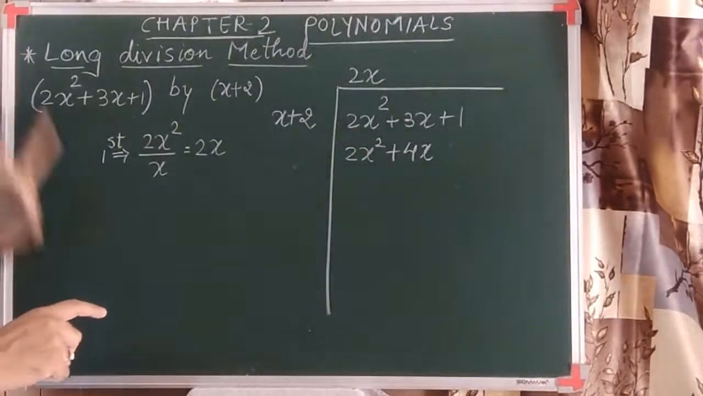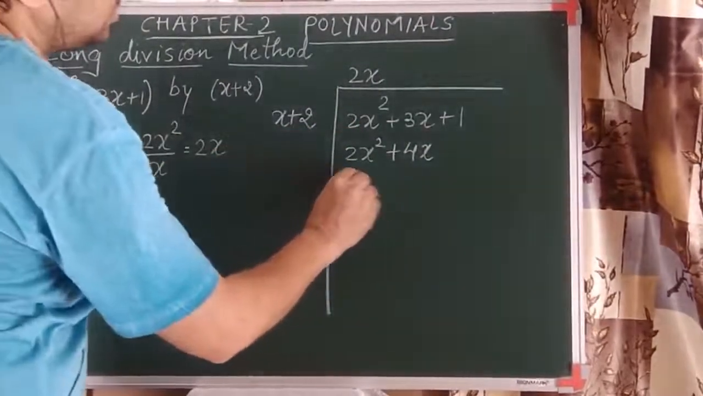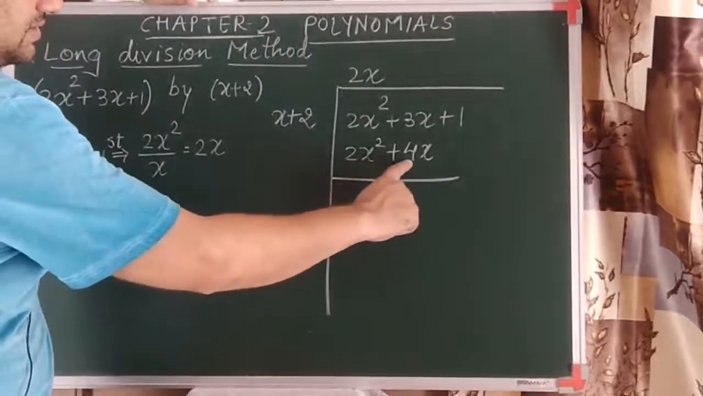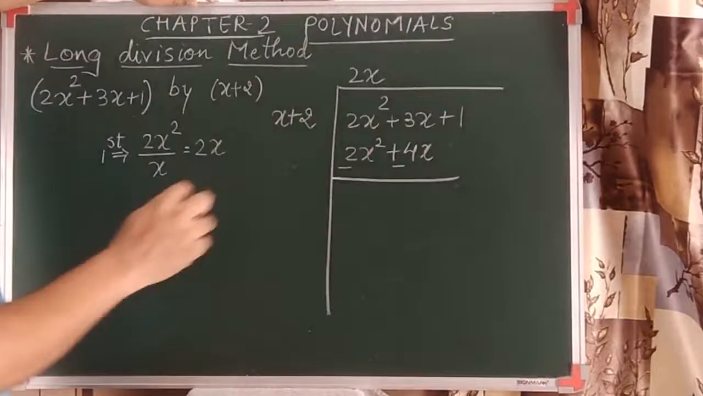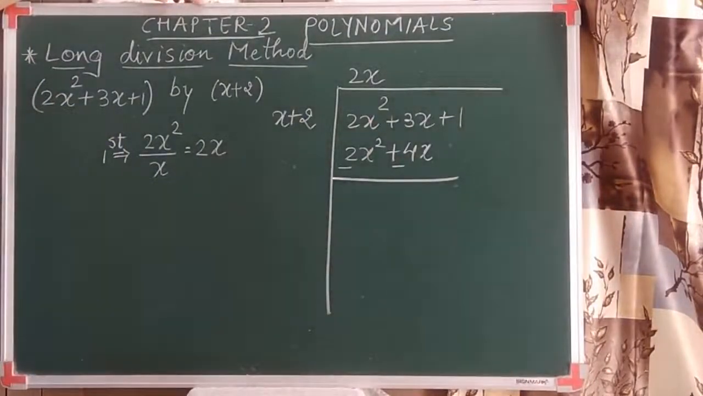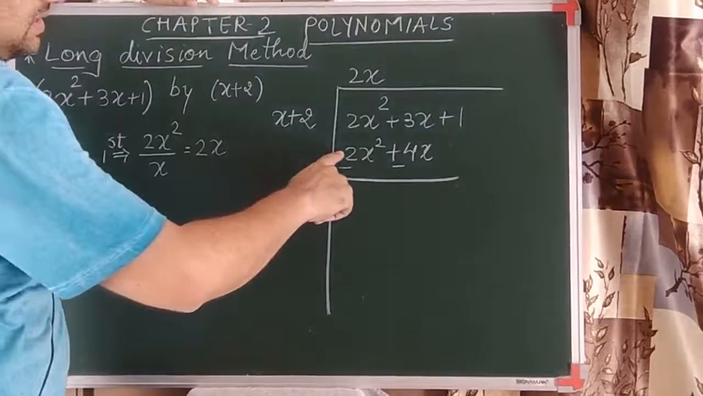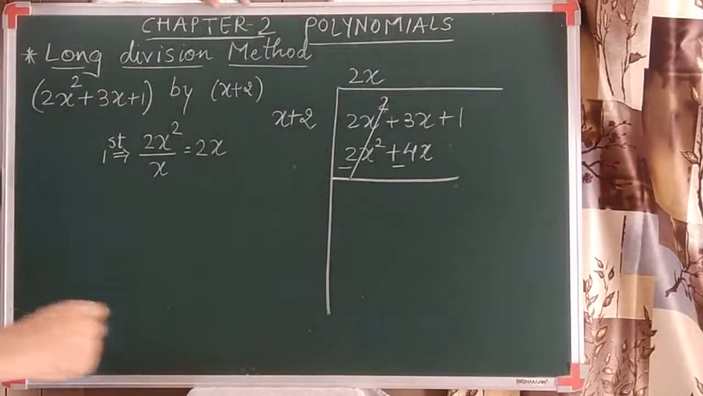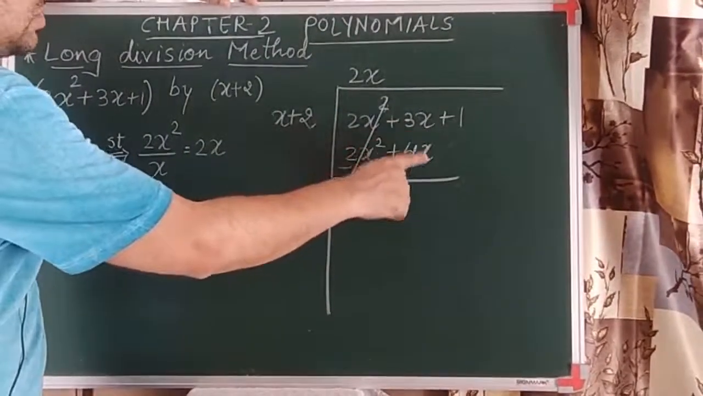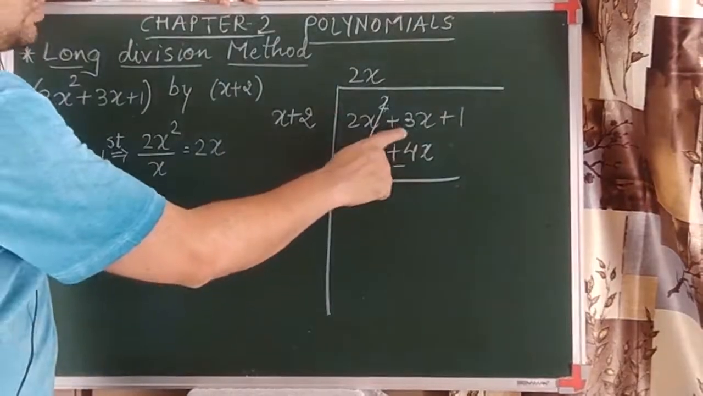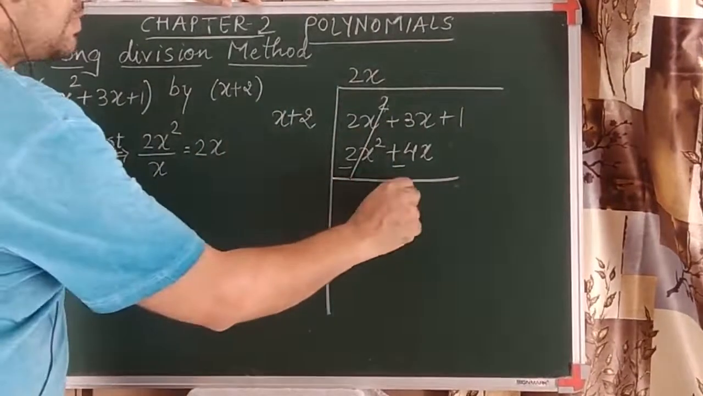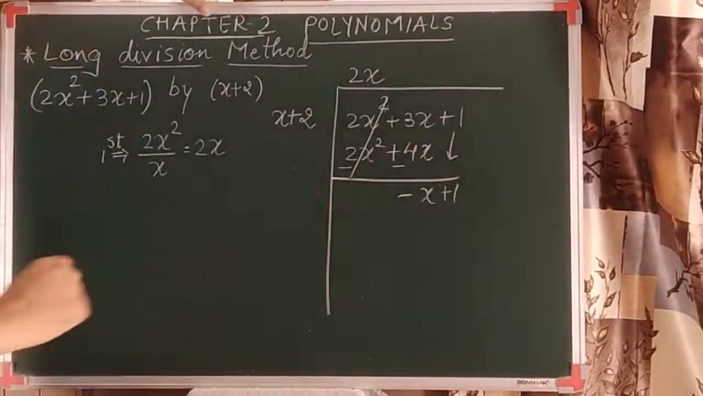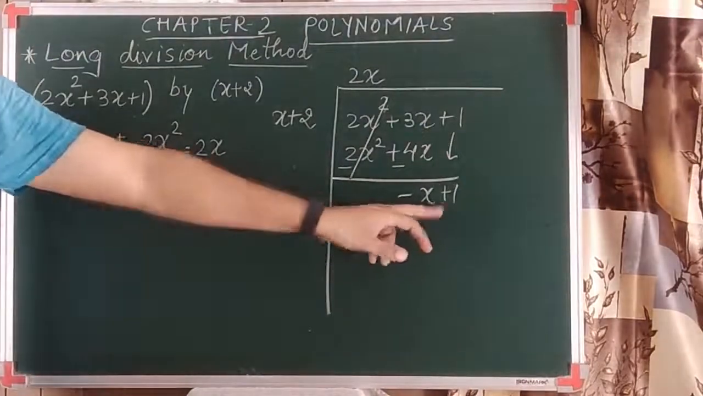Now the third and most important step: what are we supposed to do? We have to do the subtraction. When we do the subtraction, the signs of the terms we obtained here should be changed. If it was negative, it becomes positive, and if it was positive, it becomes negative. The first term is always cancelled, always. These two are like terms, x below x term. Now minus 4 plus 3 is minus 1, and x. Then we have to carry plus 1. Now this is the dividend term which we obtain.